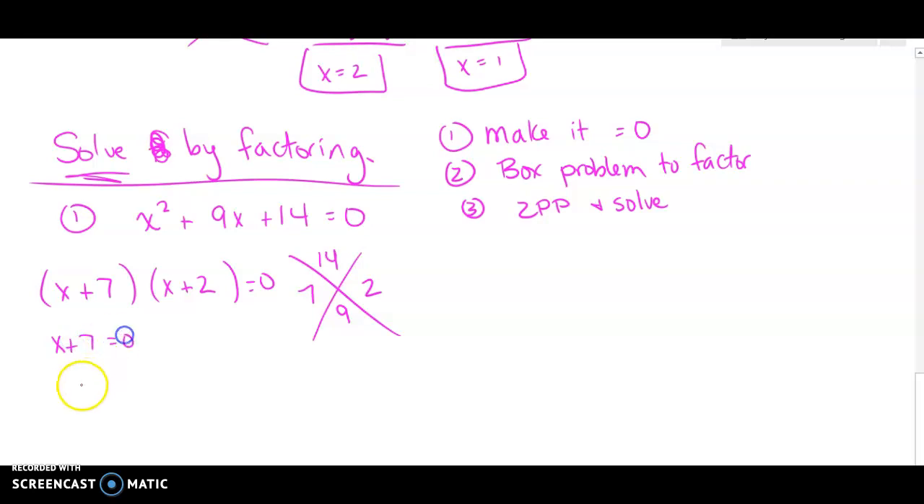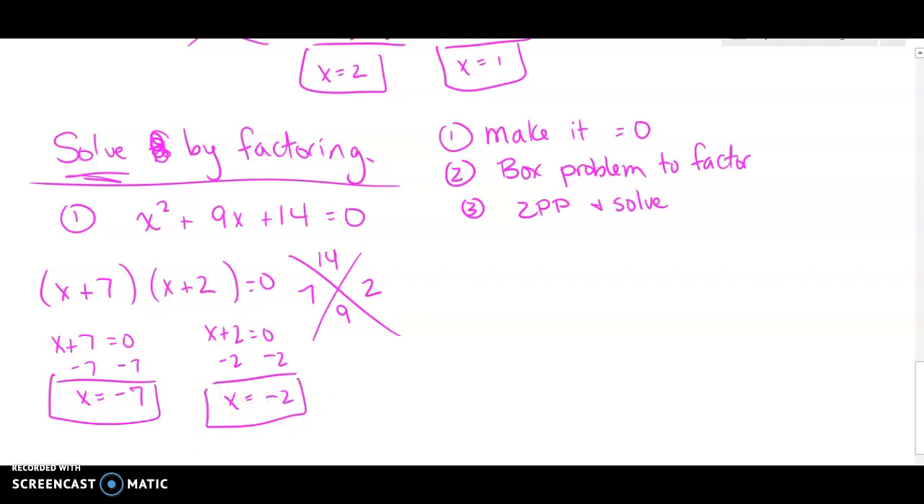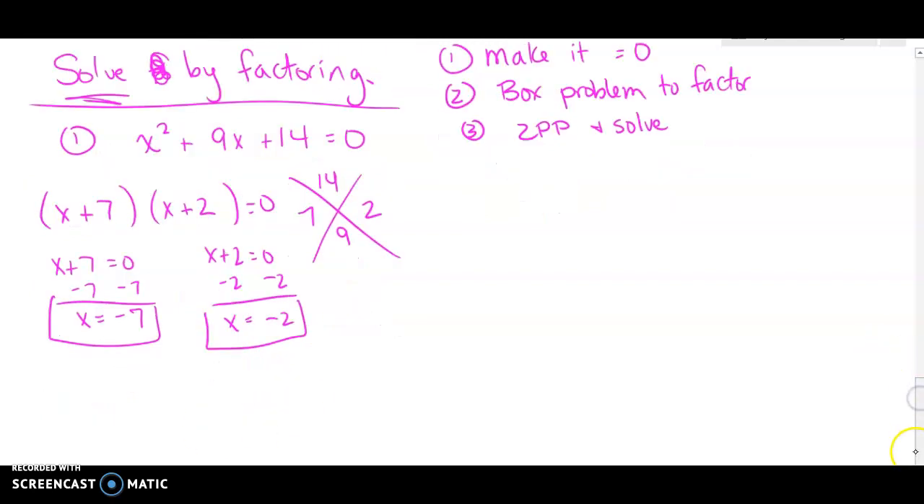Set x plus 7 equal to 0. Subtract, you'll get x equals negative 7. And set x plus 2 equal to 0. Subtract 2, you get x equals negative 2. All right, so that's how solve by factoring works.